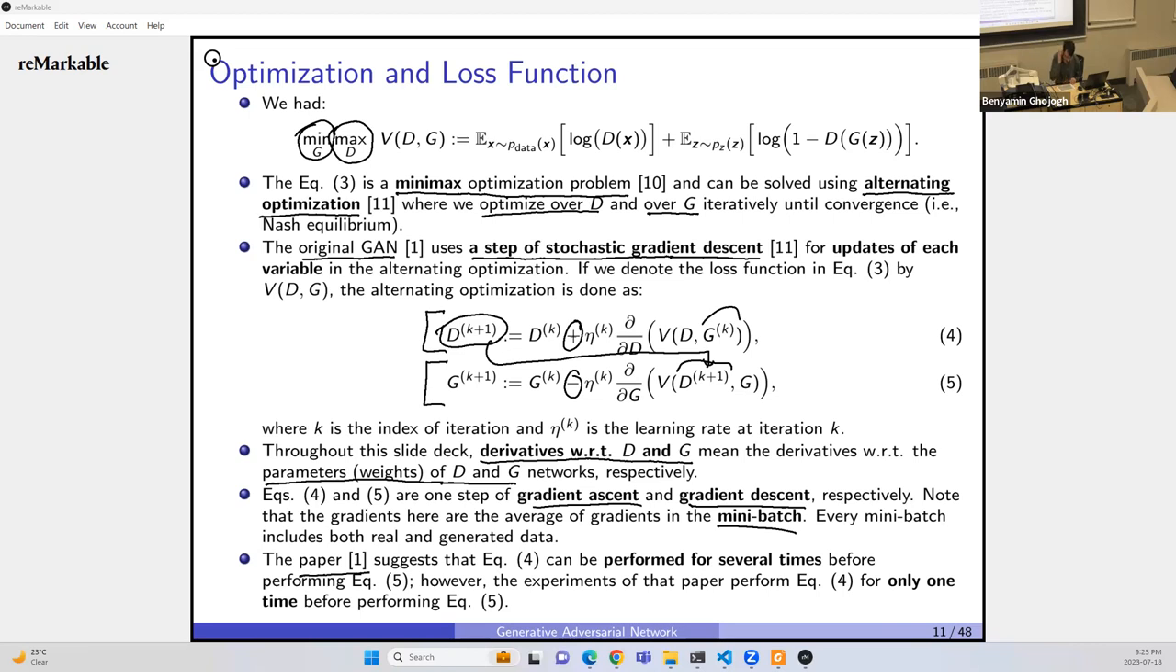And with paper one, I think, which is the original GAN, as far as I remember, it suggests that equation four can be performed several times before performing equation five. This is a suggestion of the original GAN. The main author was Ian Goodfellow, who is now at Google. He suggests that you can do several iterations of gradient ascent in equation four and then do equation five.